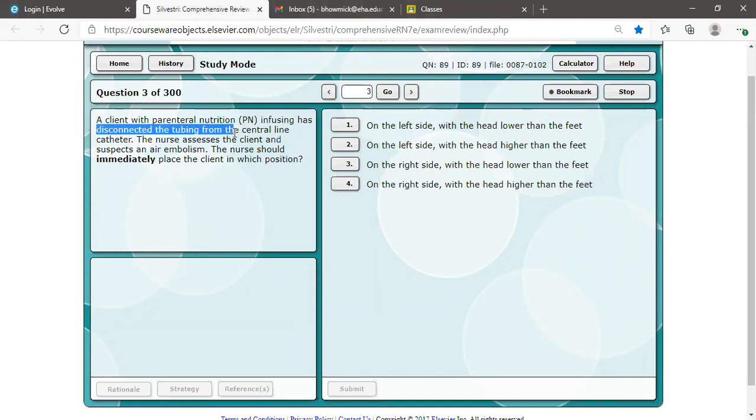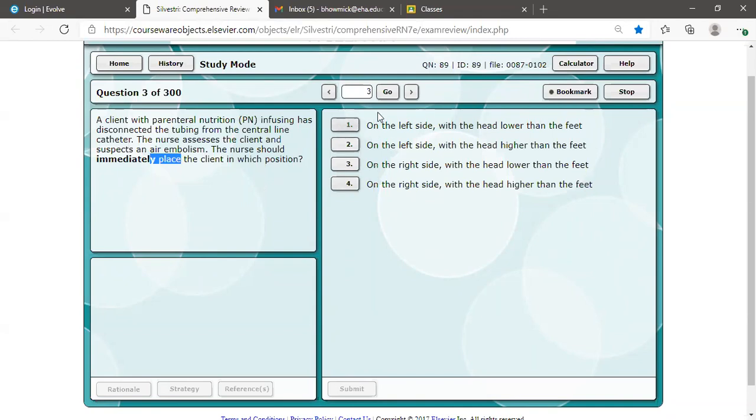We always have to keep some sterile gauze over the site to prevent the air embolism, right? With the central line, the nurse assesses the client and suspects the air embolism is already there. Then what should we do? This question is so easy. The examiner makes it easy for you. They already mention the tubing is removed, disconnected, air embolism developed. Then what is the immediate plan to place the client, which position is good for them?